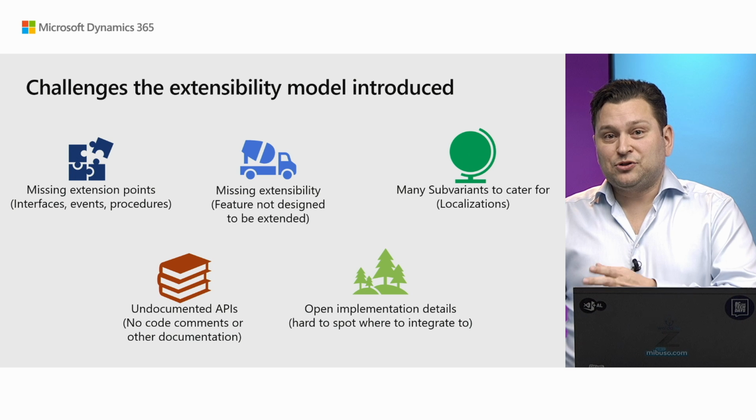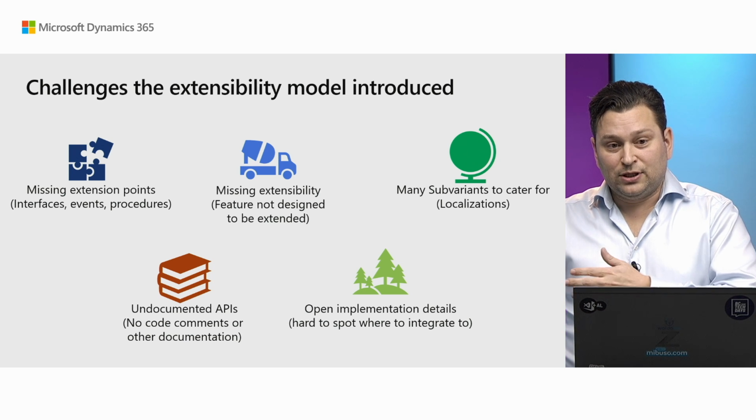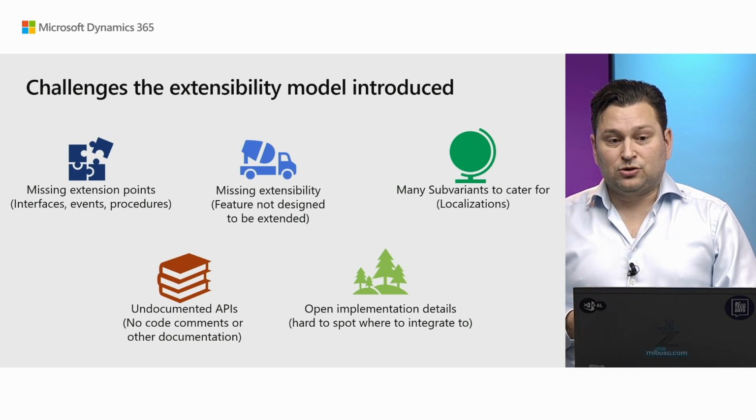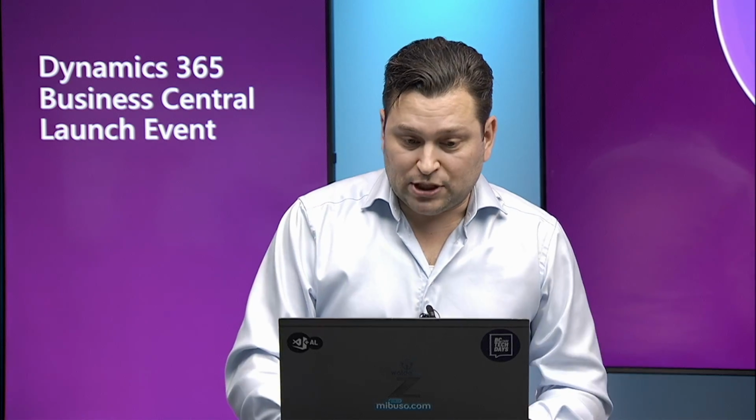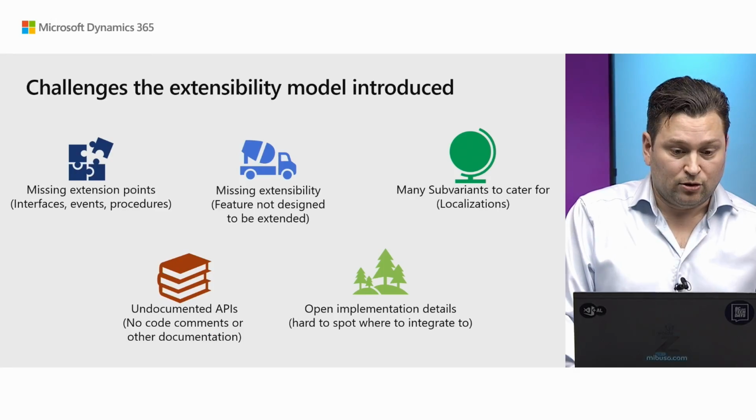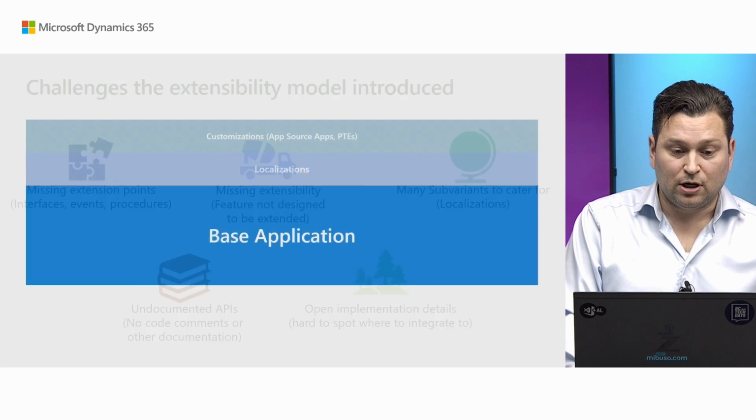And sometimes, also because it's not very clear where you need to hook into, you might tap into hooking into implementation details. And those are very, very hard to spot. And the problem is, when you do that, then the chances are the product will change and your extension is going to break. So all of these were challenges that came with us formulating the goal of moving to an extensibility model.